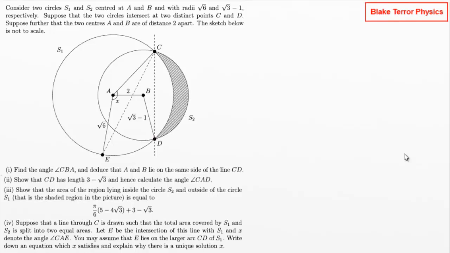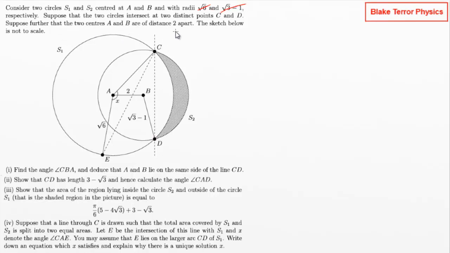Hello, this is question 4 from the 2018 Maths. Consider two circles, S1, S2, centered at A and B. Okay, fine, we've got a big one and a little one, with radii root 6, which is marked on there, and root 3 minus 1, which is marked on there.